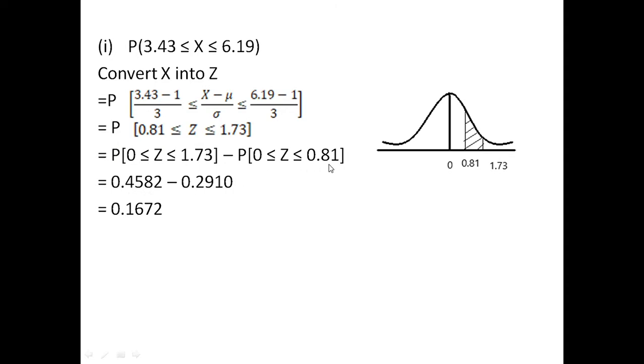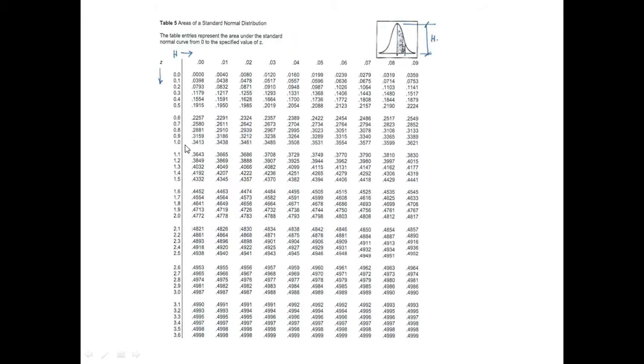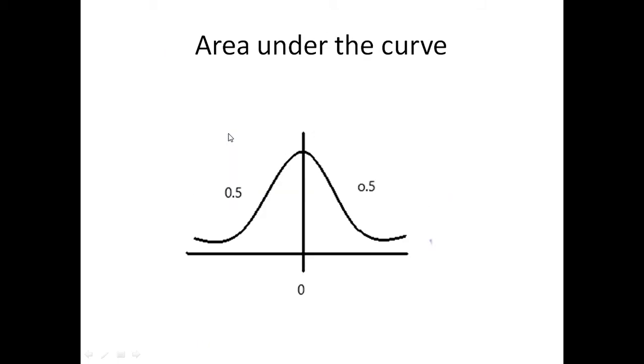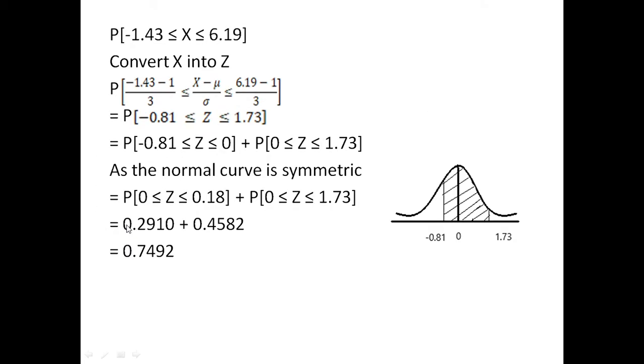Again for 0.81, we will again see the table: 0.8 and below 0.01 we got 0.2910. So here I have put the values here, and then when we subtract it, we get this answer. So similarly the next part is also like this.